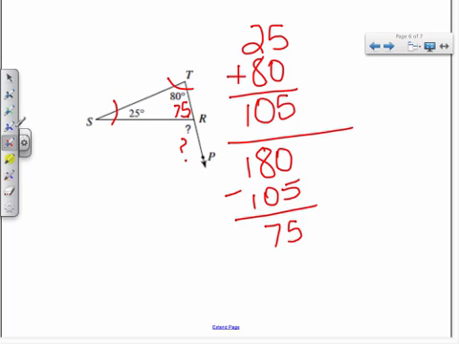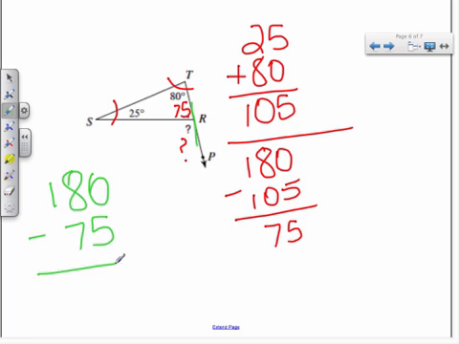Now remember that this angle here, this interior angle, and the exterior angle make a straight line, which means that they will add up to 180. So I'm going to take 180 and subtract 75 from it to determine what the missing exterior angle is, which is 105 degrees. So this angle right inside of here, this exterior angle, is 105 degrees.